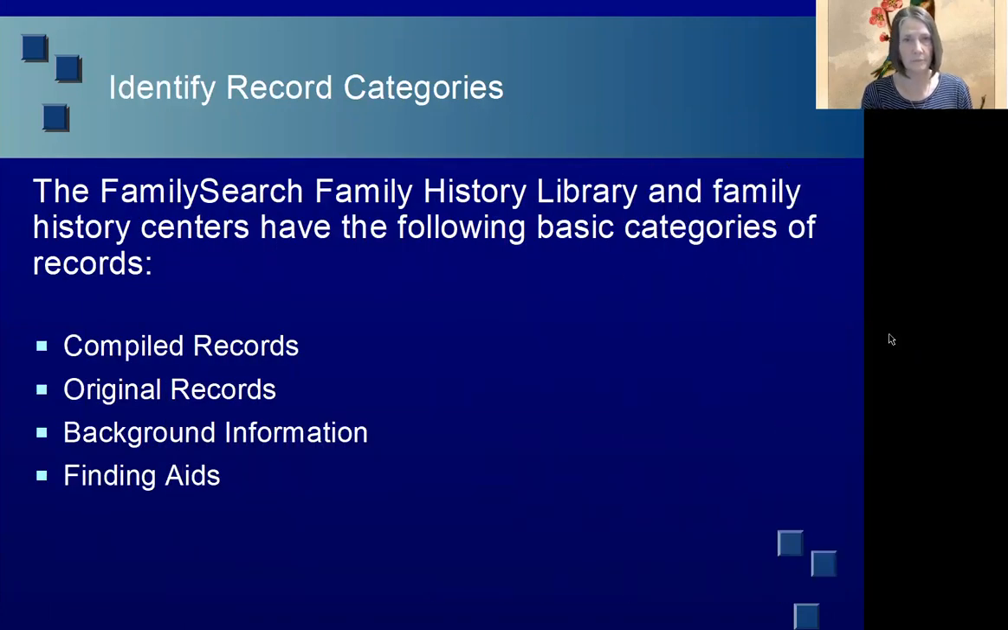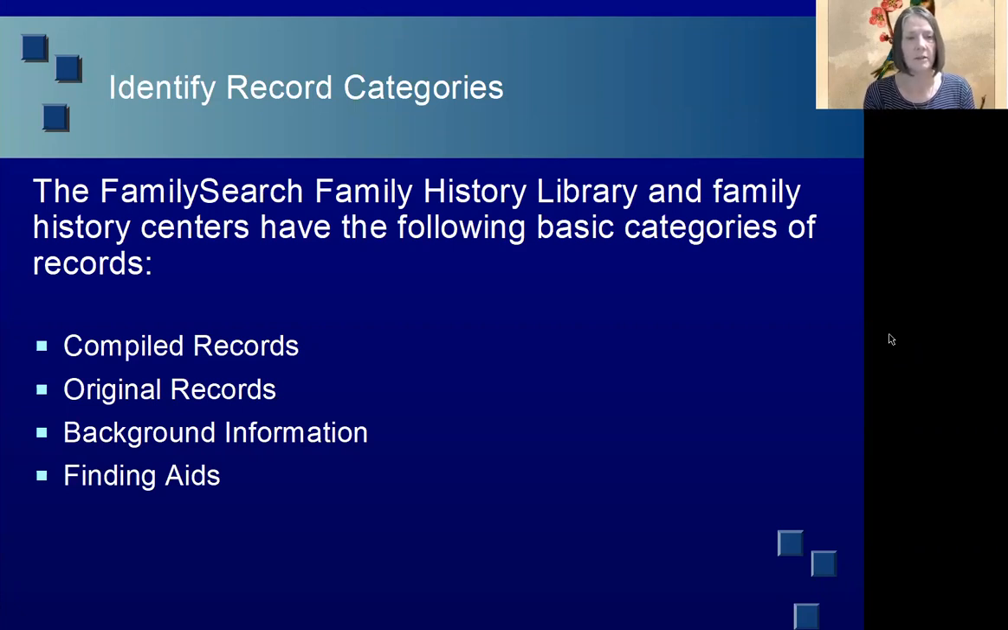So those are the two that I would write down as my two resources that I want to look at. Now, if you don't know what kind of research you want to look at, then you can identify actual categories that would be helpful for you in the search that you're doing. The search that I was doing needed specific things, but maybe you don't know exactly what kind of records to look at. So the Family Search Family History Library and the Family History Centers all have these basic categories of records.